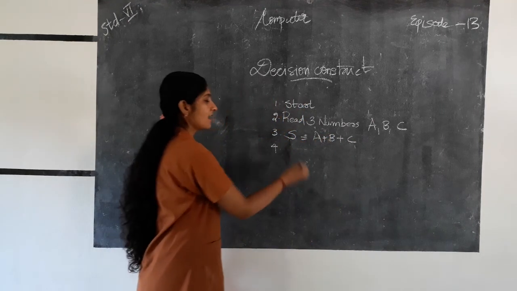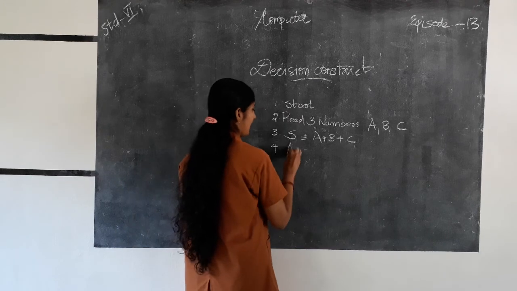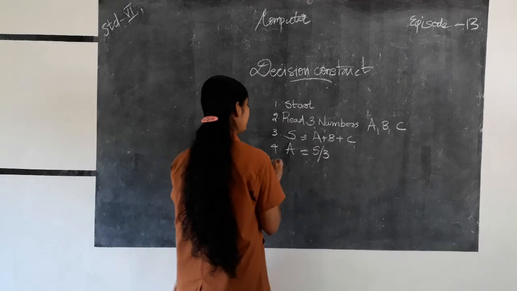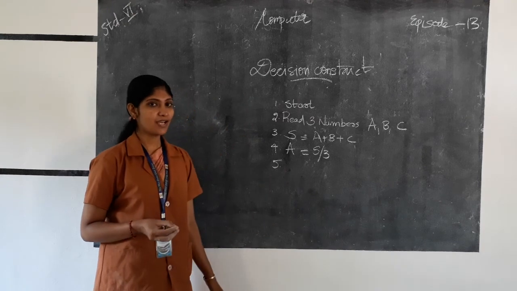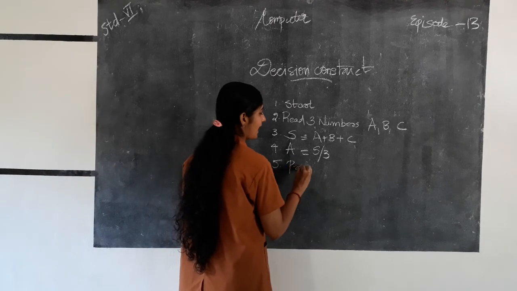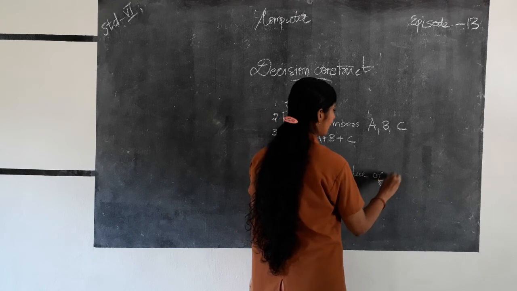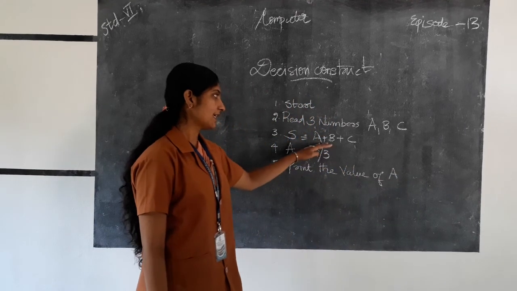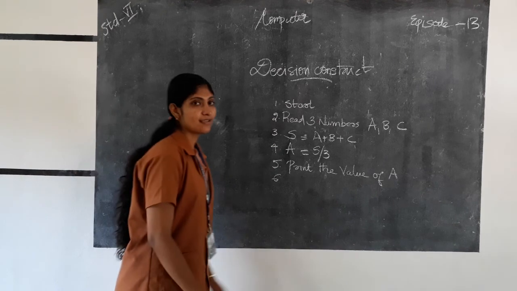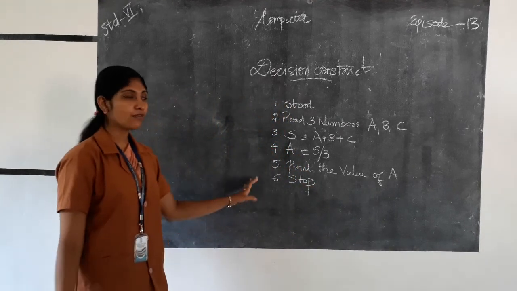And the fourth step is we have to find out the average of the three numbers A, B and C. Then the sixth one, finally after executing all the statements, let's stop this program. So next, the stop statement. Then what will be the flow chart of this program?